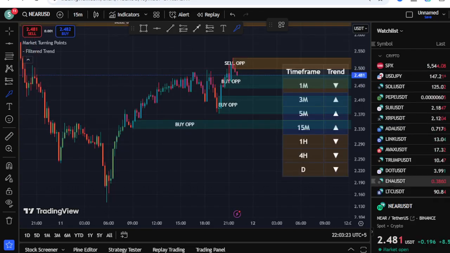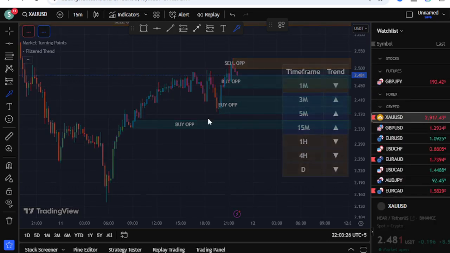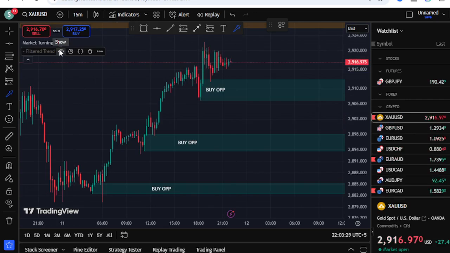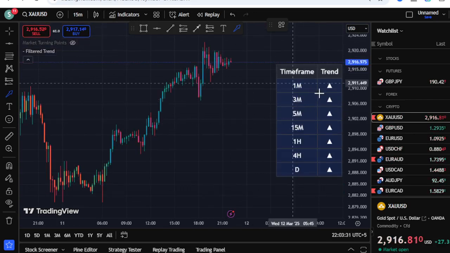So guys, this is all about this indicator. We use two indicators: the market turning point indicator and the filter trend indicator for our analysis.